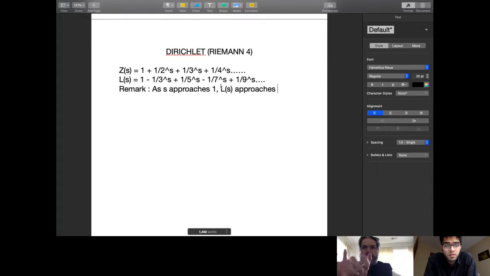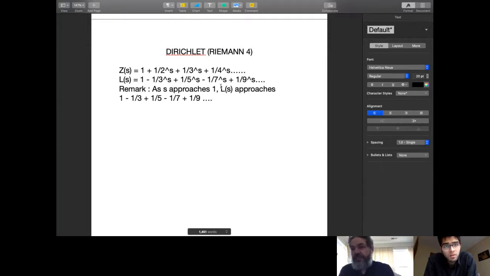It approaches a concrete real number, and it's the following. We can write it as a series, because if S approaches 1, then 1 over 3 to the S approaches 1 over 3 to the 1, so 1 over 3. 1 over 5 to the S approaches 1 over 5, and so on. So this approaches 1 minus 1 over 3 plus 1 over 5 minus 1 over 7 plus 1 over 9, and so on.